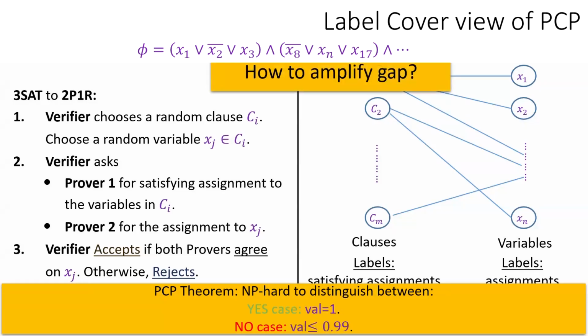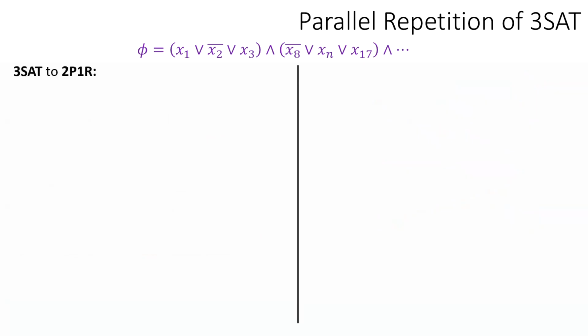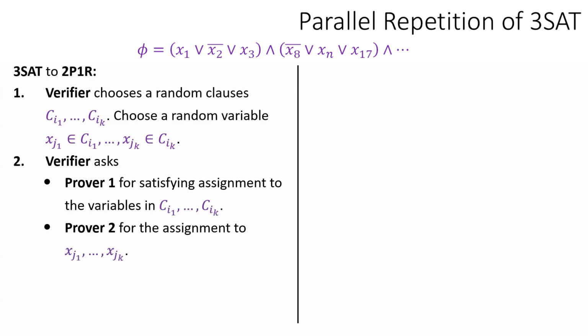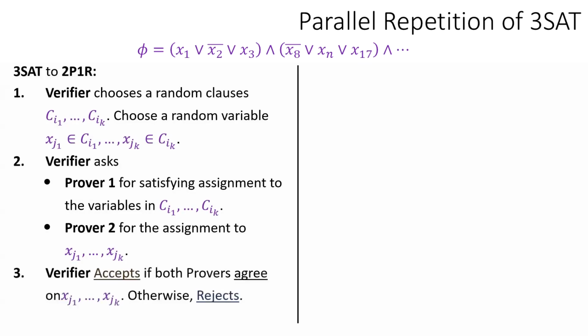Okay, so how do you amplify? The point now is that using the formulation that we see, it's much more natural to see what parallel repetition is. In the 2-prover 1-round game, the verifier now chooses k clauses independently, and from each one of them chooses one variable independently, sending all of the clauses to prover 1, all of the variables to prover 2, and accepting if they agree on the shared variables.